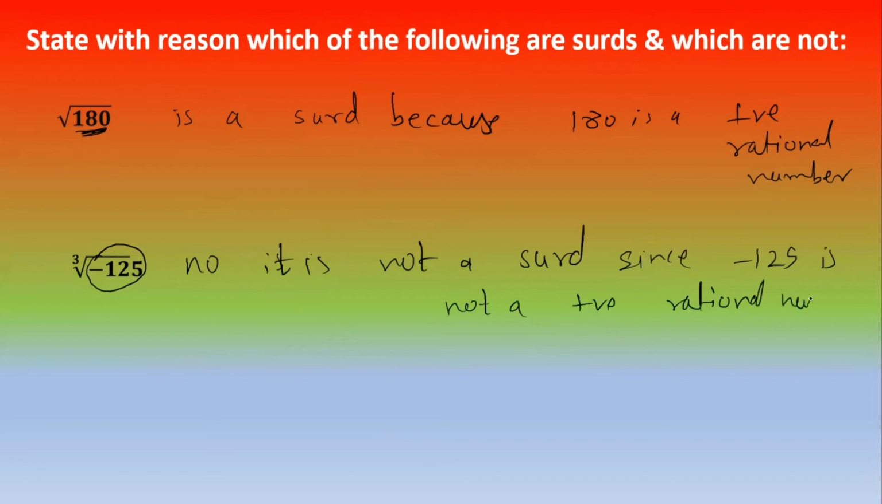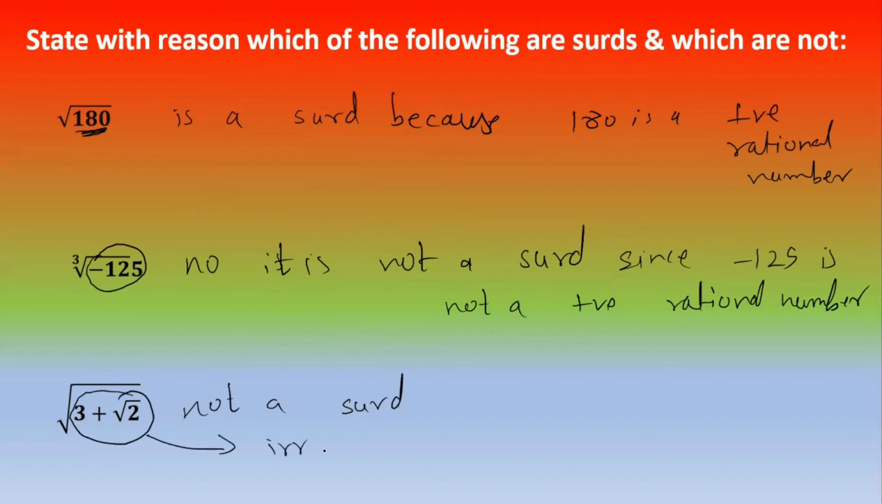Clear? Now one more question, children. Tell me, root of 3 plus root 2, is it a surd? Again, it is not a surd. Why is it not a surd? Because 3 plus root 2 is an irrational number. While writing the reason, you will write this is not a surd because the radicand is an irrational number. Understood how to identify whether the given number is a surd or not a surd.